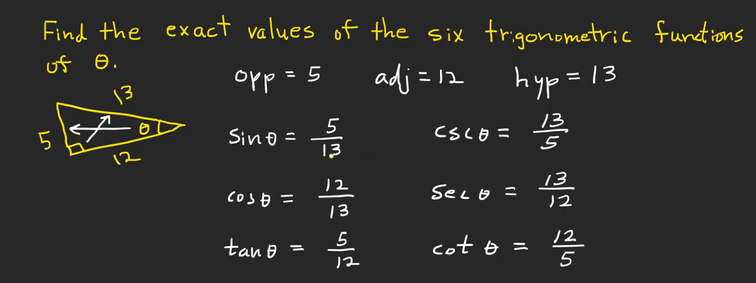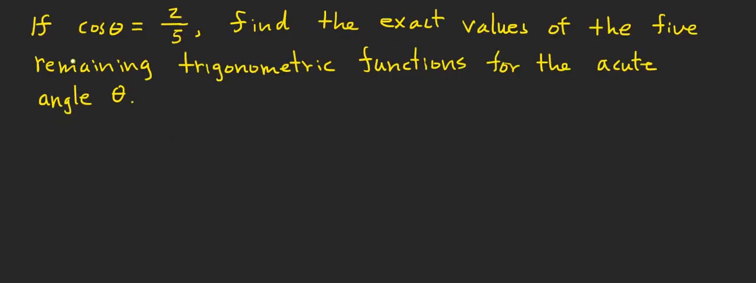Now, this will be good practice to find the exact values of the 6 trig functions if theta was located over here. Let's take a look at the next example. It says if cosine theta is 2 over 5, find the exact values of the 5 remaining trigonometric functions for the acute angle theta. So what's given is cosine theta is 2 over 5.